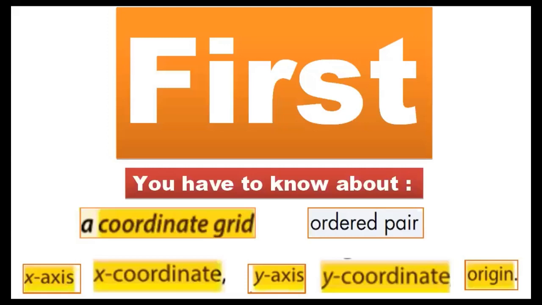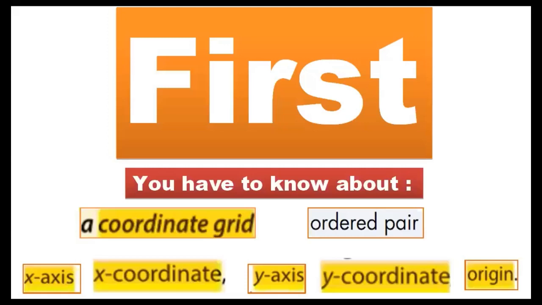Okay, the ordered pair is to locate the points on the coordinate grid. It's like an address for someone. You want to go to his home, for example. If you didn't know the address of this one, the name of the street, the name of the city, something like that, you can't reach his house. So the ordered pair helps you to locate the point on the grid. This is about the ordered pair.